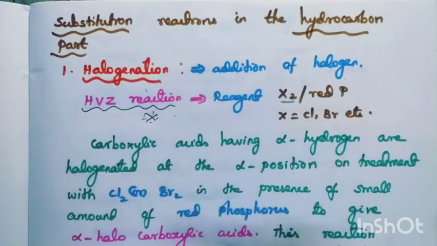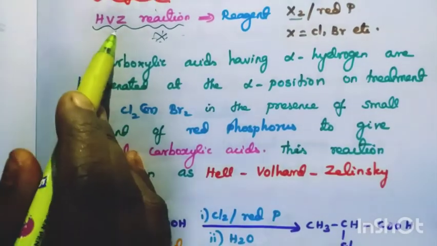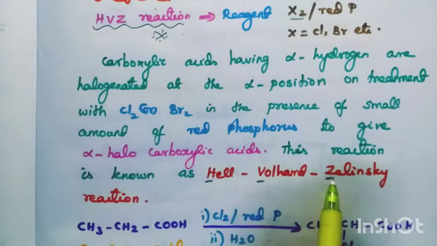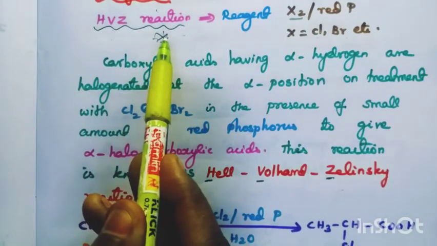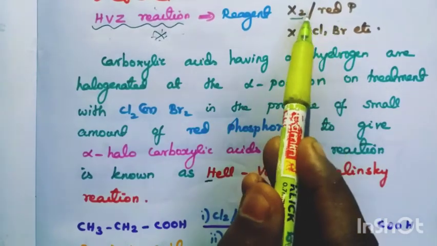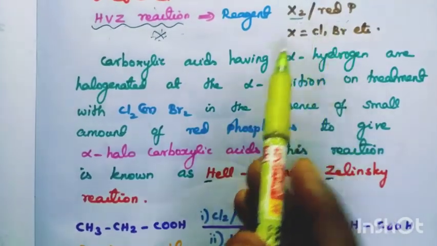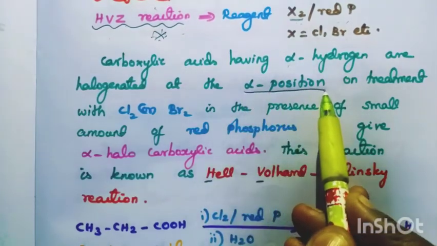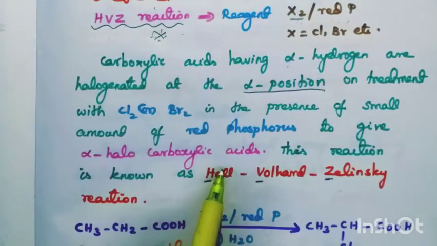HVZ is the Hell-Volhard-Zelinsky reaction. What is the reagent for the HVZ reaction? Halogen with red phosphorus. Now, halogenation takes place at which position? The alpha position. So, a carboxylic acid having alpha hydrogen must undergo this reaction.